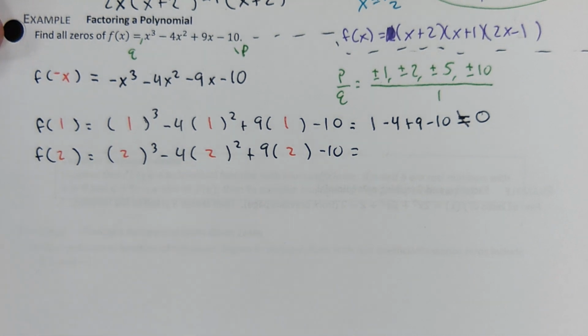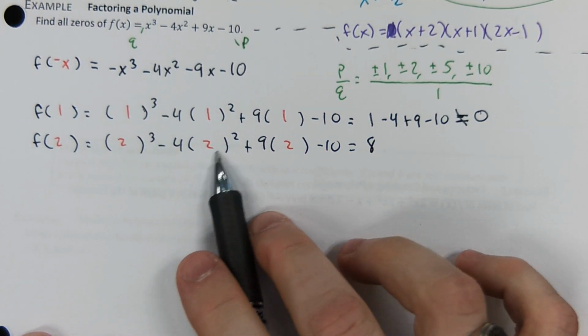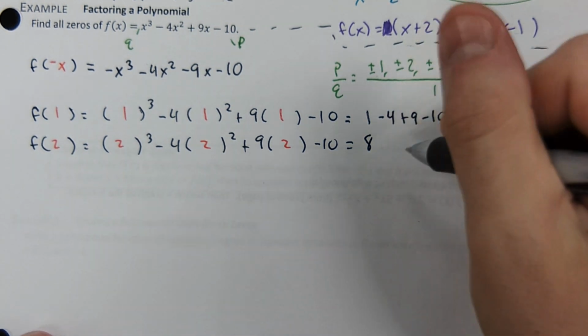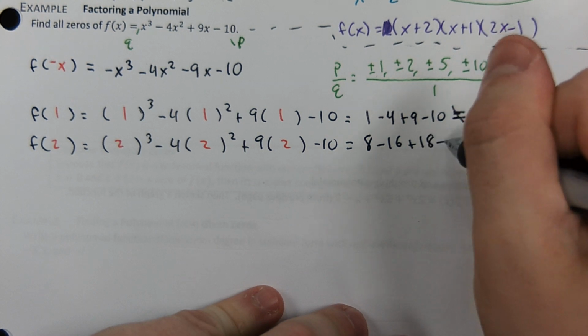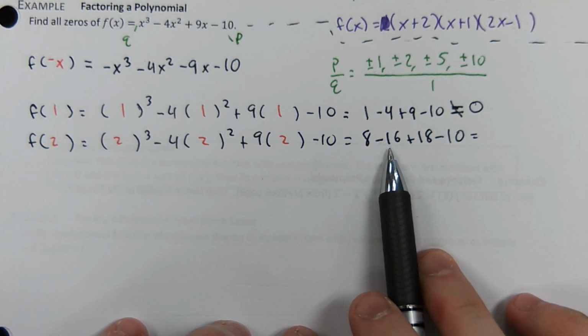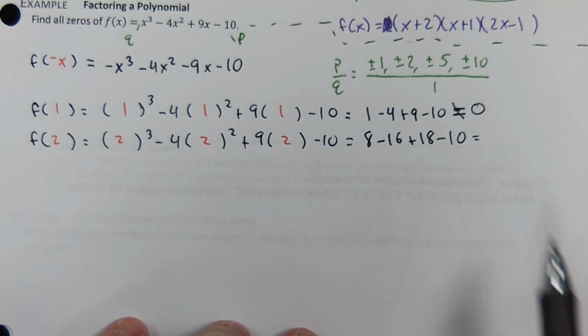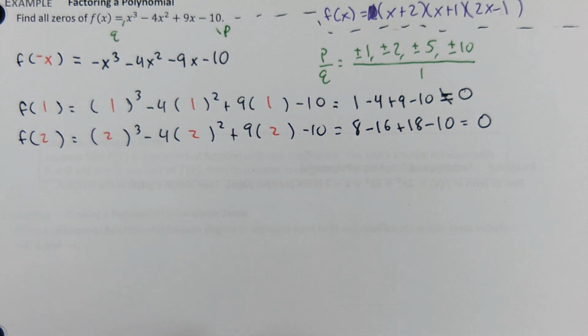And let's see what we get. 2 to the third is 8. This is going to be 4, so I have -4 times 4. 9 times 2 is 18. 8 minus 16 is -8. And -8 plus 18 is 10. And 10 minus 10 is 0. We did it.